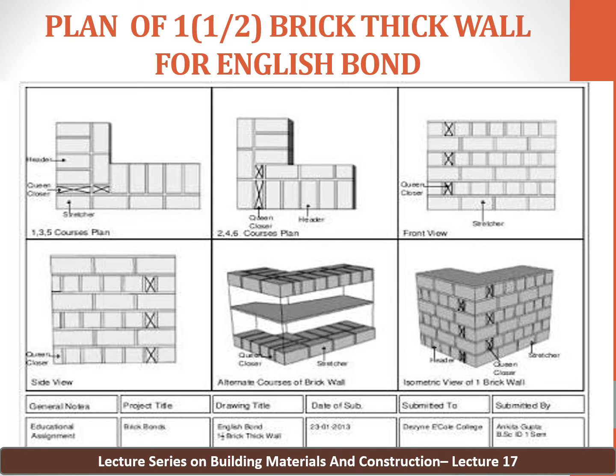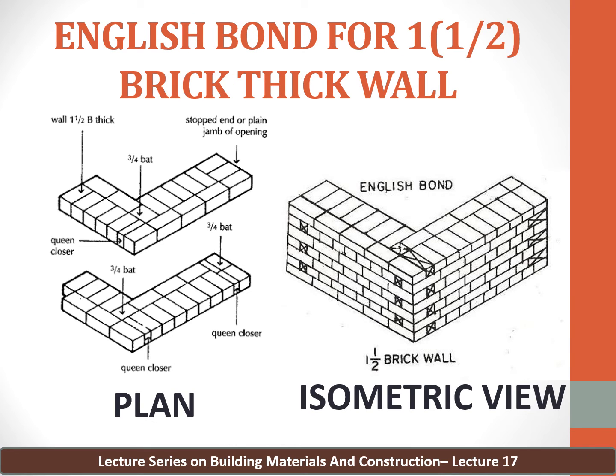Next is the plan of 1.5 brick. Here also it is the same, as shown here. The queen closer is placed horizontal, and in case of 2, 4, 6 course, the queen closer is placed vertical. This is the English bond for 1.5 brick. Both the plan as well as the isometric view is shown. So what you see in the front face and what you see in the back face is correctly represented here.